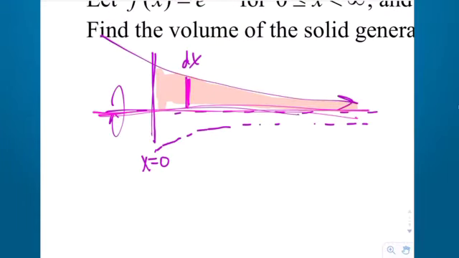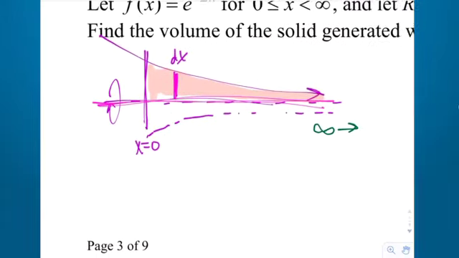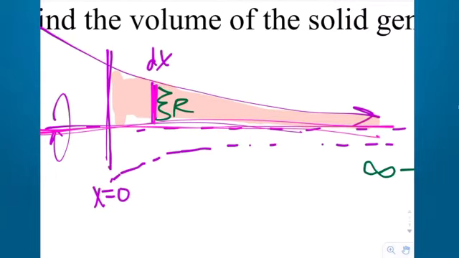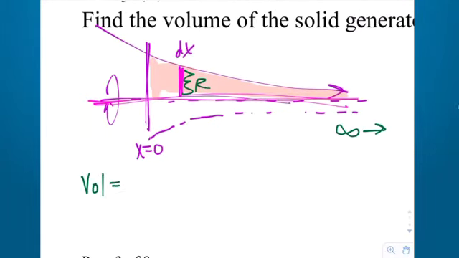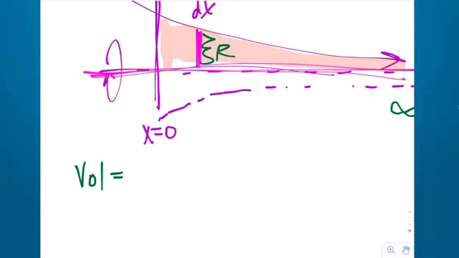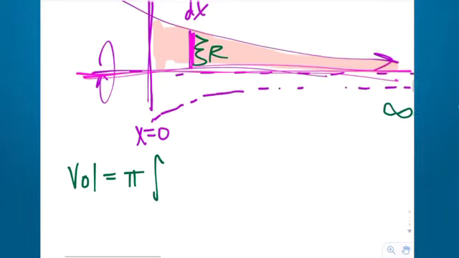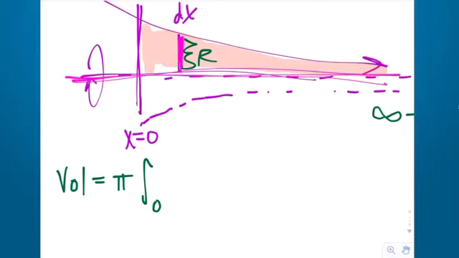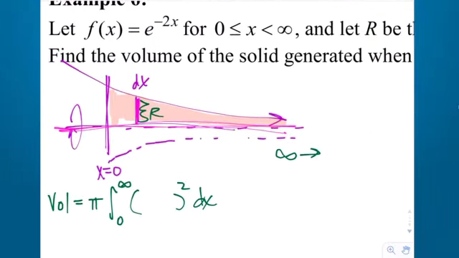And this one's a disk and not a washer because our region is butted up against the axis of rotation all the way across from 0 to infinity. So we're going to use the disk method. This ends up being our radius right there. So the volume is going to be what? What goes out front for the disk method? Pi. Sum of the infinitely thin slices from 0 to infinity, good, of r squared dx, where dx is the thickness, and r is just top minus bottom, so it's e to the negative 2x minus 0, which is just e to the negative 2x.